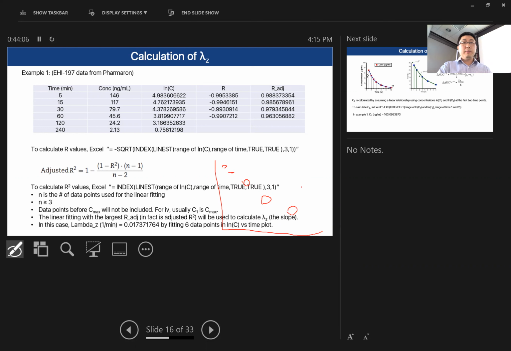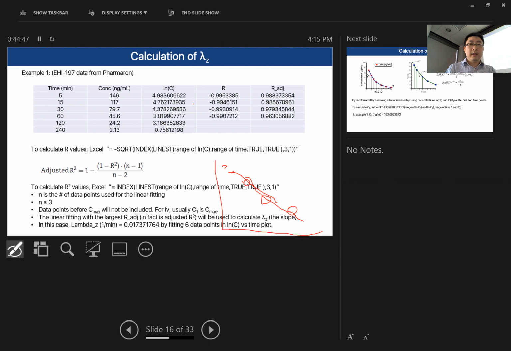So what the program does is actually they will take the last 3 data points to do a linear fitting here. Okay, then you can get a R value, right? So it's 0.9907. And then you will take one more data point, you do the last 4, you got like 0.9930. This is bigger than the previous one. That means with including one more data point, you get a better linearity, right? You get larger R value. And then you just keep doing this until you reach the Cmax.